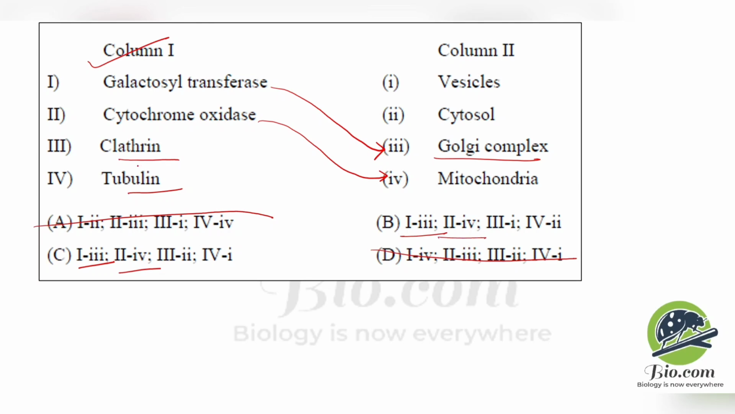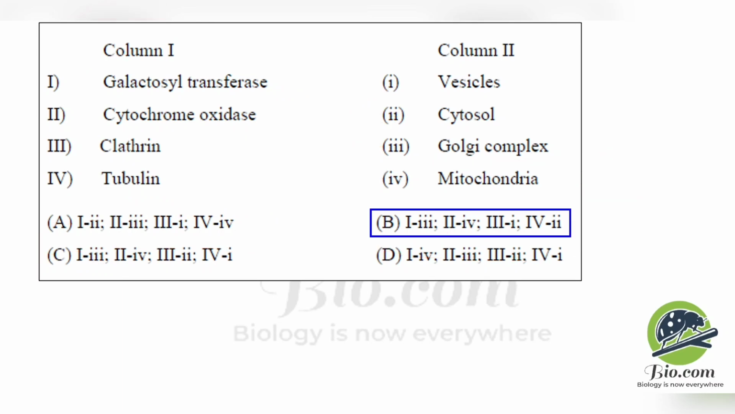Now clathrin occurs in the vesicles first. And in which option is first's option given? Third's first is only in the B. That means you can eliminate the C. Tubulin occurs in the cytosol. So the right answer for this question is option B. So B is the right answer for this question. Now moving on to the next question.